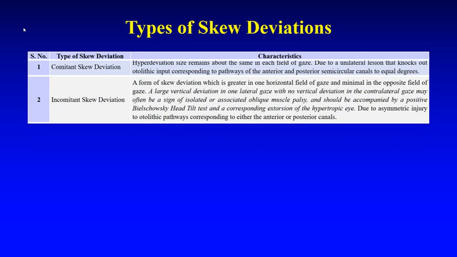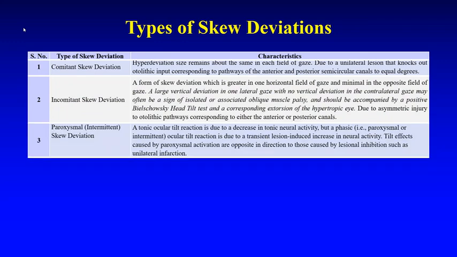Due to asymmetry in the injury to the otolith pathways corresponding to the anterior or posterior canals, there is paroxysmal intermittent skew deviation. A tonic ocular tilt reaction is due to a decrease in the tonic neural activity, but a phasic, that is paroxysmal or intermittent, ocular tilt reaction is due to a transient lesion that induces increases in the neural activity. The tilt effects caused by paroxysmal activation are opposite in direction to those caused by lesional inhibition, such as unilateral infarction.